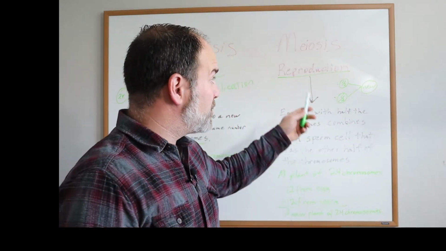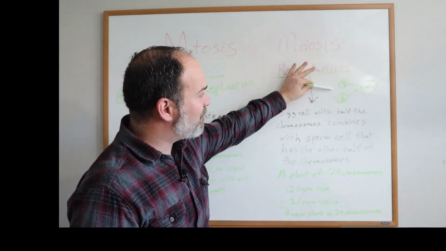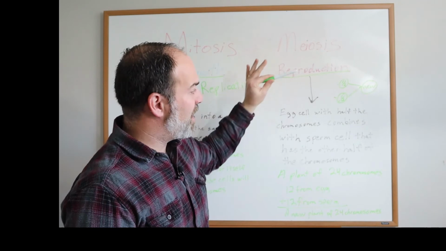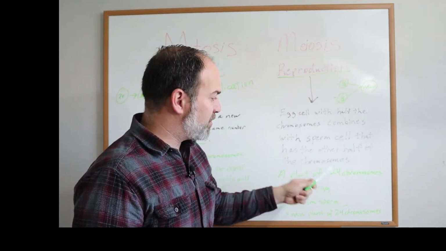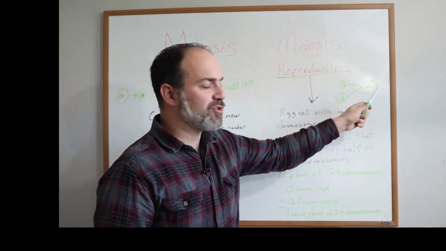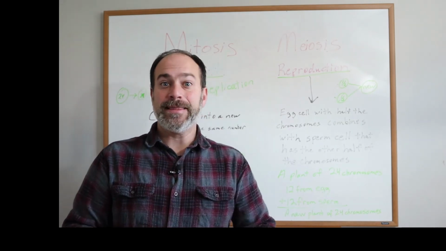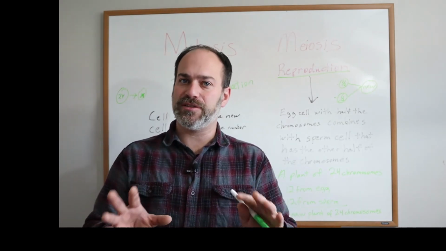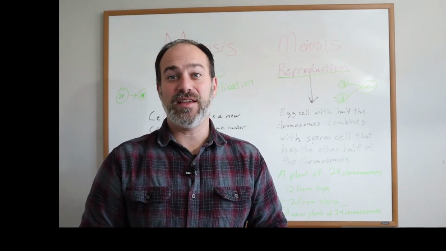However, in meiosis, you're going to have half from the egg cell, half from the sperm to create a brand new one with the same whole. If it was 24, you'll have 12 here to give you 24 in the new embryo. So I hope that helps you understand the concepts of mitosis and meiosis a little bit better and helps you to grow in your understanding in that area.